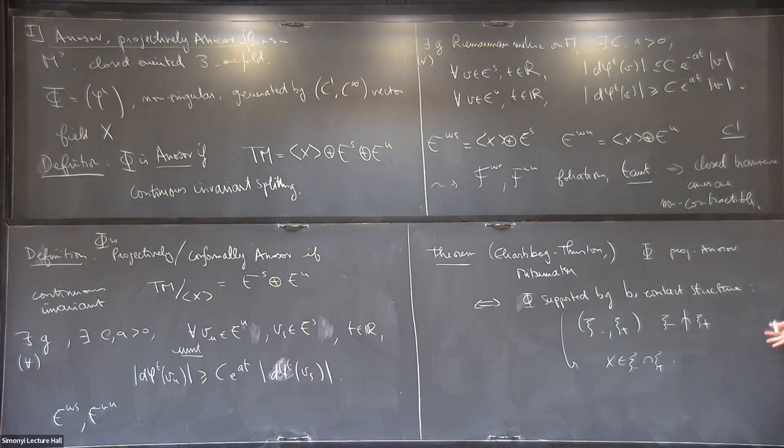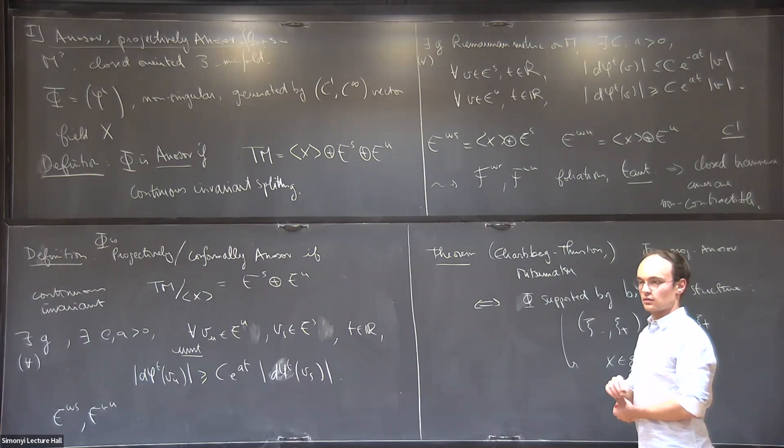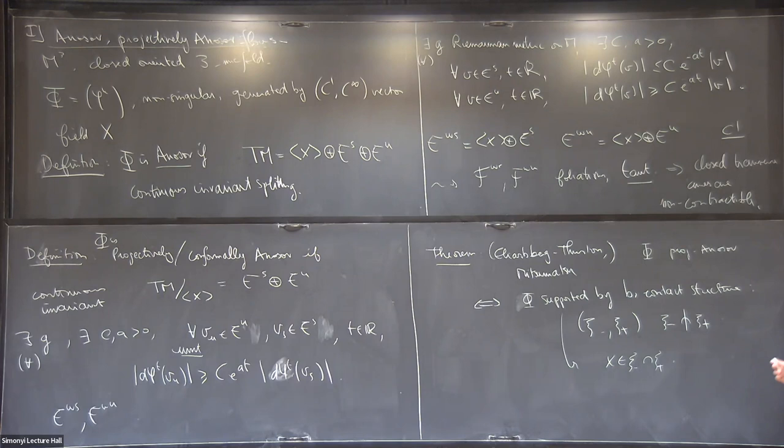Can you comment on how that works, since Anosov flows are projectively Anosov? Then Anosov flows should also be supported by an intersection of contact structures. Yes, but there is a bit more than that, and it's exactly what I'm going to say now. Are you saying that these contact structures are the stable and unstable ones? No. Those are integrable, they're foliations, but these contact structures are not integrable. That was my confusion. Yes. But I'll tell you how to cook them, and you will see the relationship between the two.